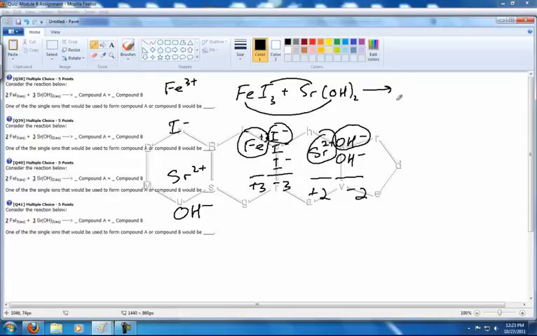The other thing I want to do is go through and show you how we actually get compounds A and B. And what we're going to see is that the Fe3+ will join with the OH. Now I'm only taking one of these OHs here, so just one of each ion, so I can figure out compounds A and B. And we also know the Sr2+ will join with the I-. Alright, so now I can go a little bit further here and go ahead and join those together.